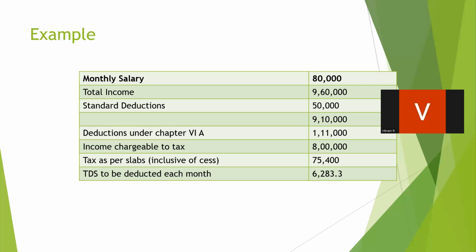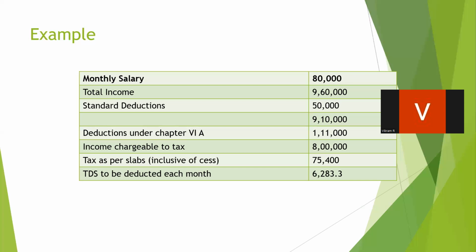Yeah, it's basically simple. What happens is at the end of the third quarter, all the employees are supposed to provide the information to the employer about the details of Chapter 6A deductions and about how much interest they have paid on the housing loan.